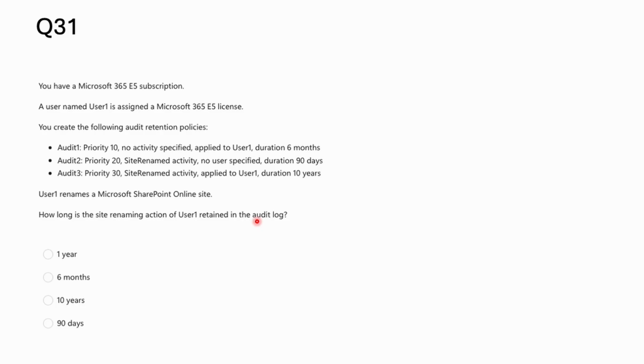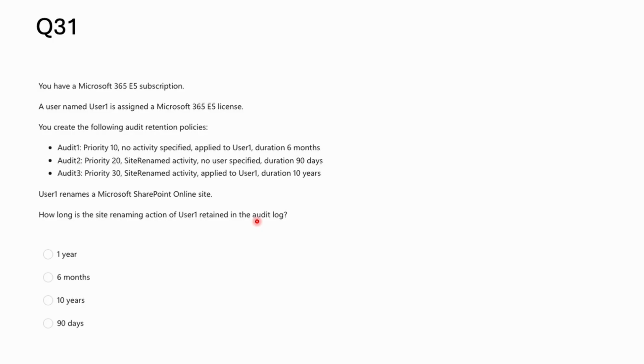So here in our case, audit 3 has the highest priority and it is for site renaming performed by user 1. But user 1 is not assigned the 10-year audit log retention add-on license. So audit 3 is ineffective.